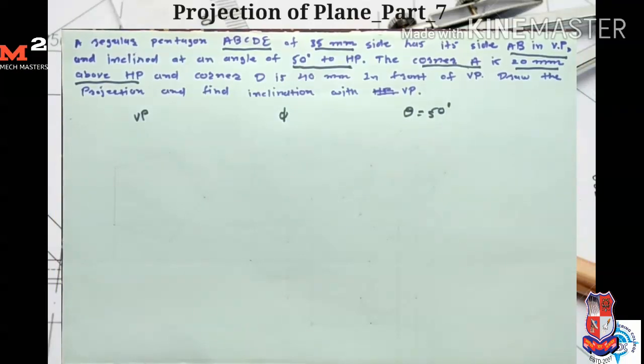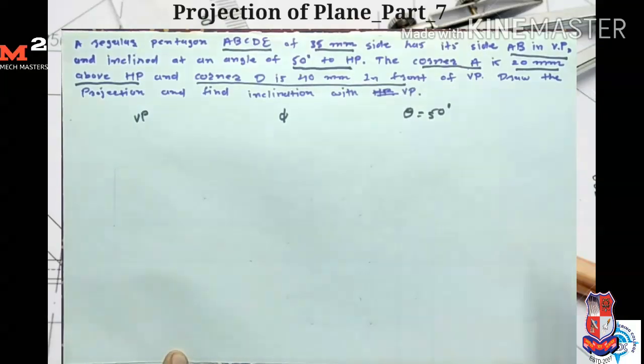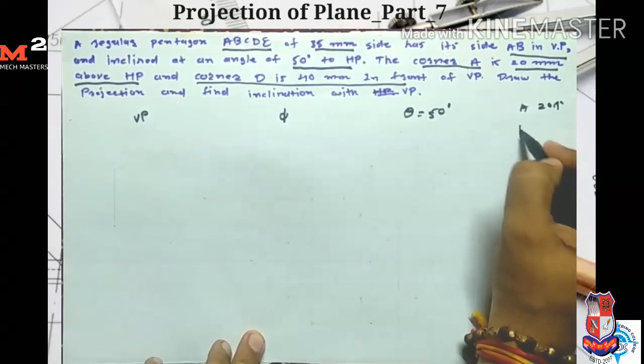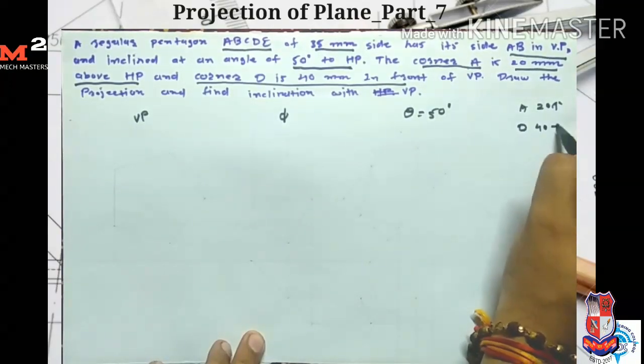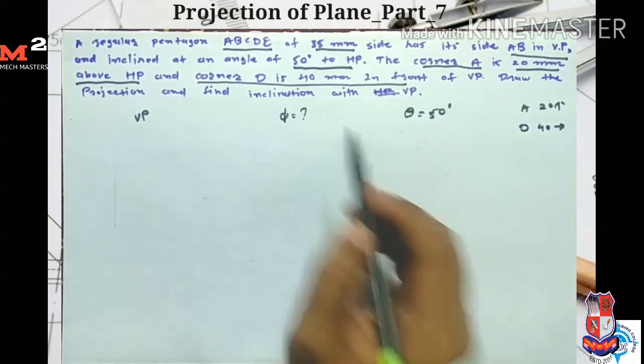We solved many problems in earlier lectures, but in those problems the condition for the position of point A was not given. But in this problem the position of point A is given, that point A is 20 mm above the HP. So we take care about this condition when we draw the true shape of the plane. Now the corner D is 40 mm in front of VP. Point A is 20 mm above HP, and point D is 40 mm in front of VP. Draw the projection and find the inclination angle with VP. So we are required to find the angle phi.